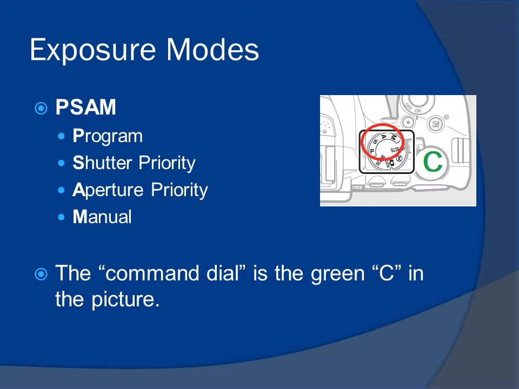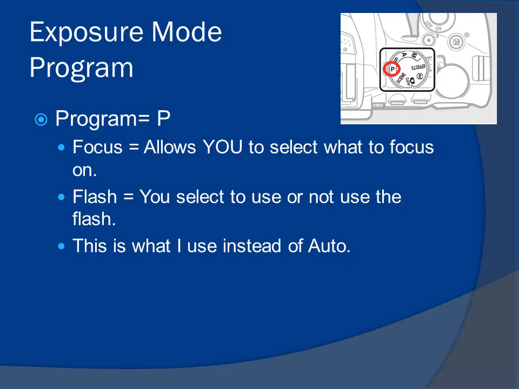The command dial is the green C in the picture above. Exposure mode program. Program equals P. Focus allows you to select what to focus on, not the camera. Flash. You select to use or not use the flash. This is what I use instead of auto and what I recommend that you use.